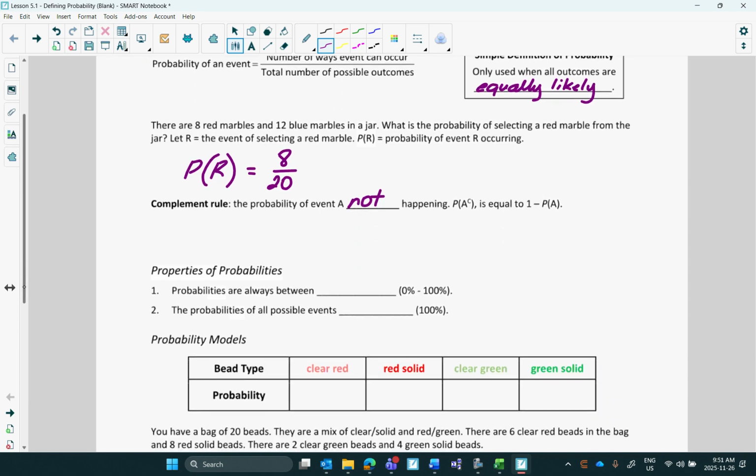of it not happening. So for example, if I said probability not red, that's what that means. Well, the probability of everything happening is 1, or as a percent, it's 100%. But if we're dealing with fractions, it's 1. So it would be 1 minus the probability of red happening. Which would give us 12 out of 20. And again, you can leave it like that.